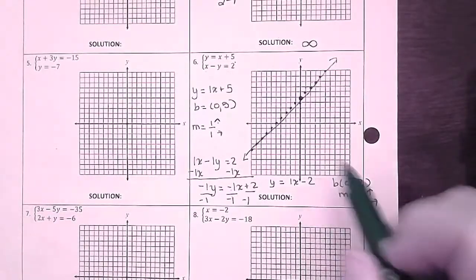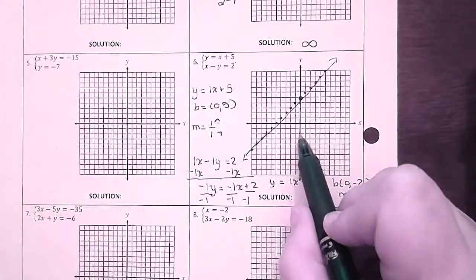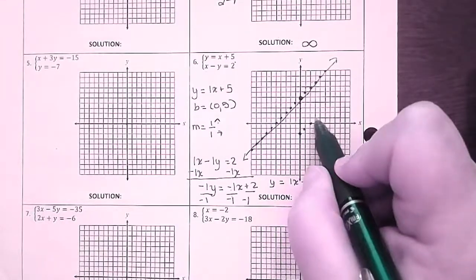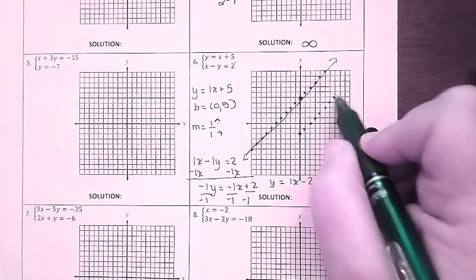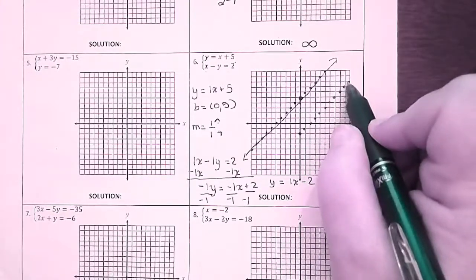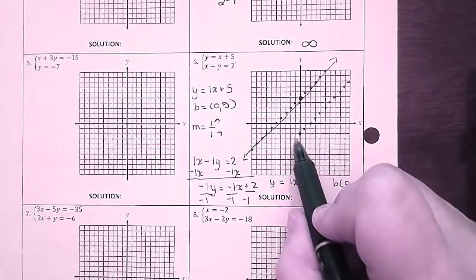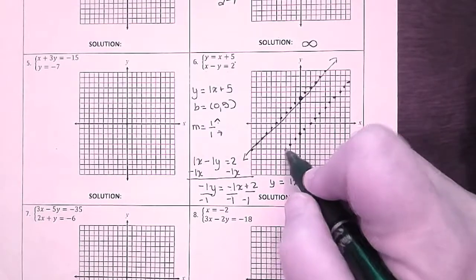So my y-intercept is negative 2. So that's 0, and I go down 2. And from there, I go up 1 over 1. And I continue that pattern on for as far as I can. Because when I'm practicing, I want to be as thorough as possible. And then from there, I can go down 1 over 1. You could also use a ruler to help you keep your lines straight.